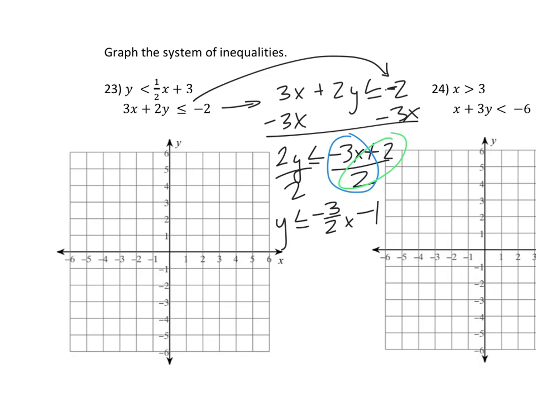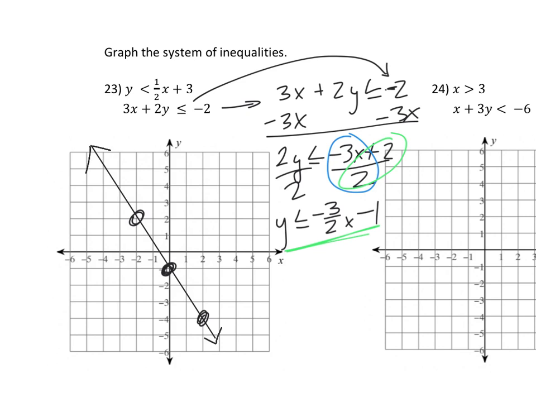So now they're both in slope-intercept form. I'm going to graph this one first. So my y-intercept is right here at negative 1. My slope is negative 3 over 2. So I'm going to go down 3 and over 2. Need a solid line, of course, because it's an equal to.